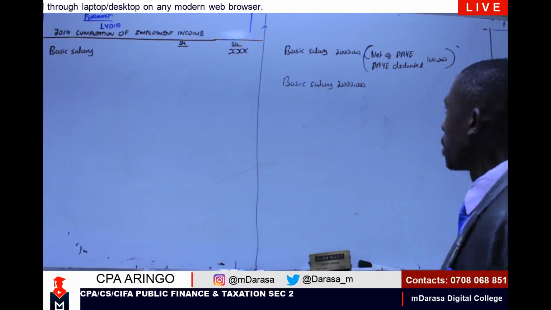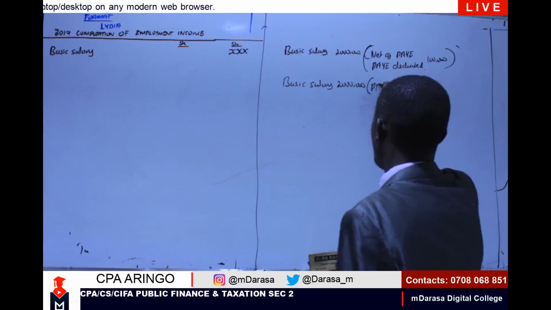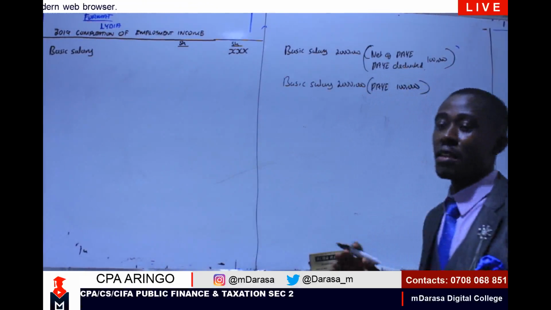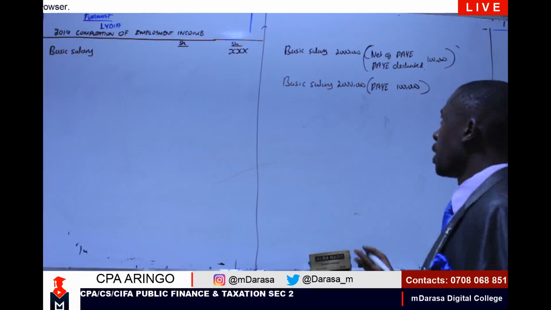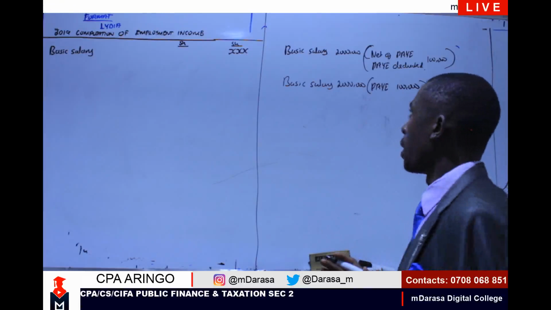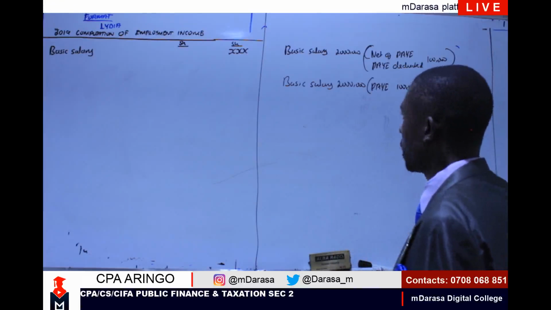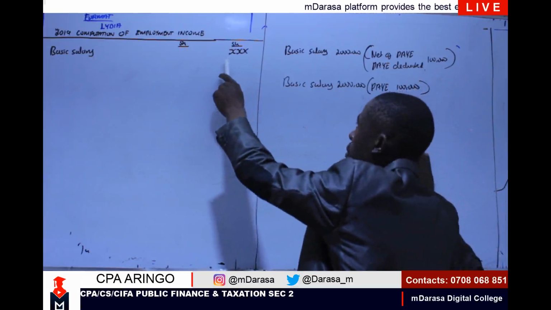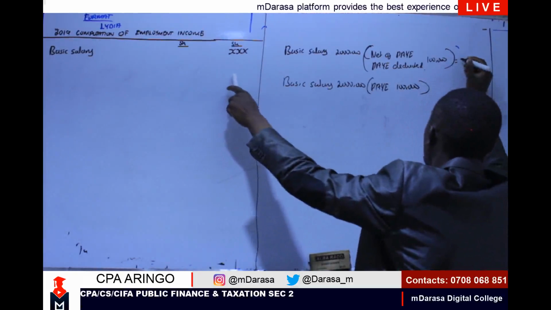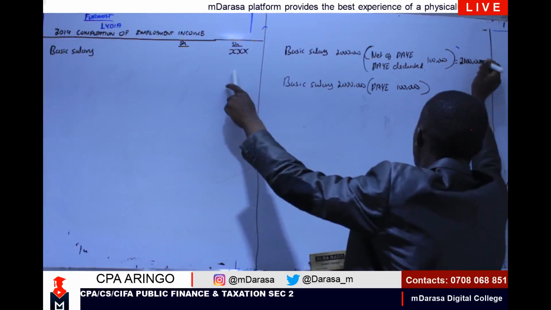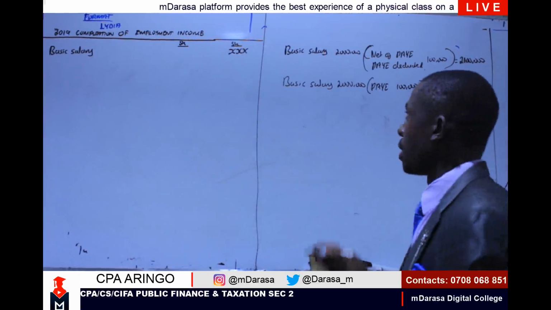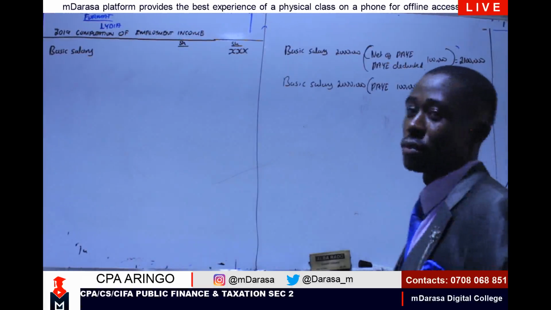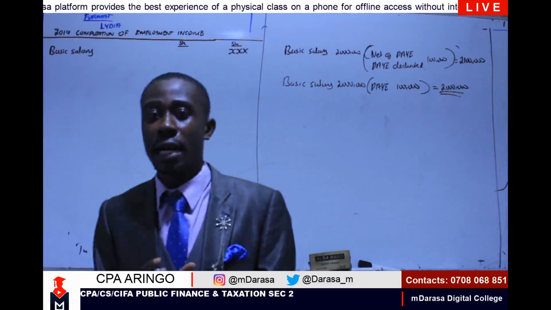Then another scenario, you can be given basic salary, then you're just told PAYE 100,000. What's the difference between the two? It will be very important for you to identify this. When I'm told that our basic salary is 2 million, then PAYE was deducted 100,000, the basic salary that I'm going to put here should be inclusive of PAYE, meaning that in this scenario I'm going to take 2 million and add 100,000, giving 2.1. In this other scenario, basic salary, PAYE 100,000, I'll just be taking how much? 2 million. So it's very important for you to understand that.